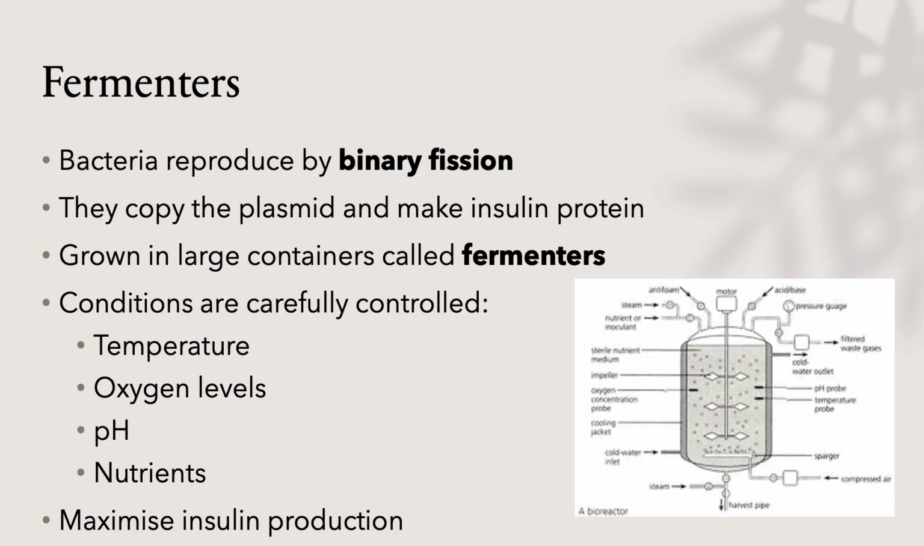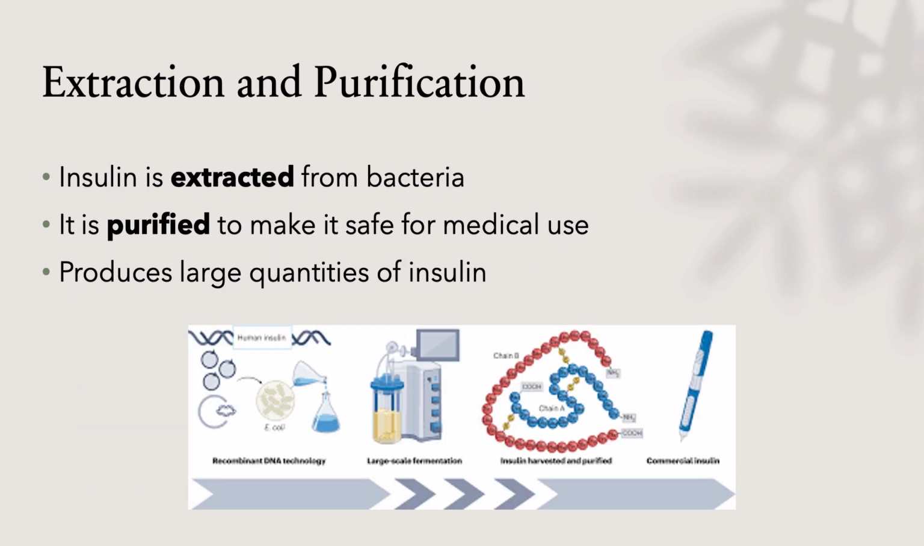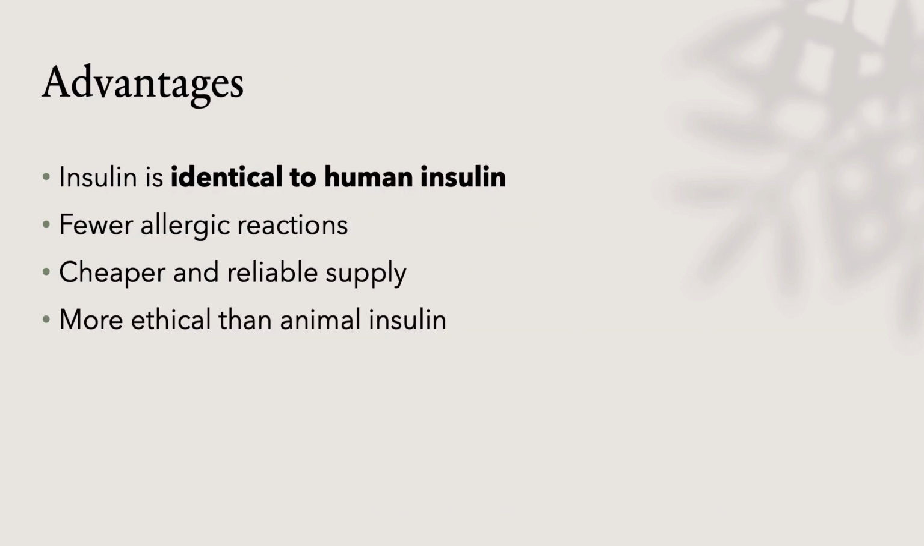The genetically modified bacteria are grown in large containers called fermenters, where conditions such as temperature, oxygen levels, pH, and nutrient supply are carefully controlled to maximize insulin production. The insulin produced is then extracted and purified to ensure it is safe for human use. This method allows insulin to be produced in large quantities, at a low cost and with a high level of purity. There are several advantages of recombinant DNA technology.